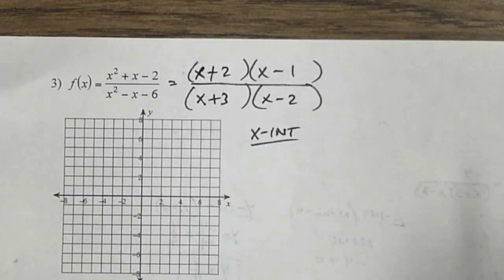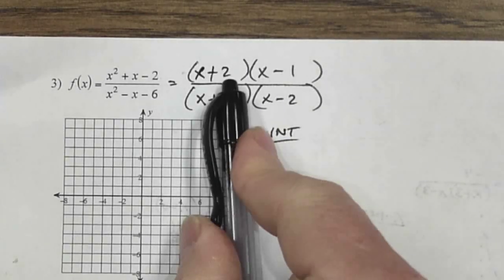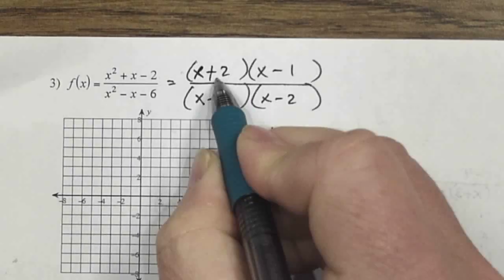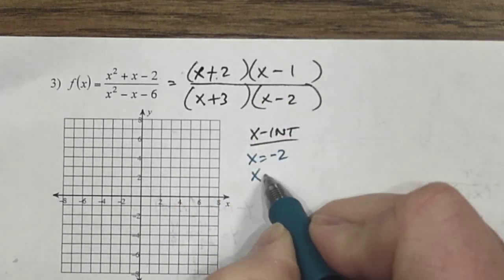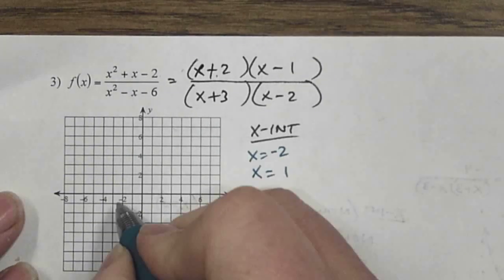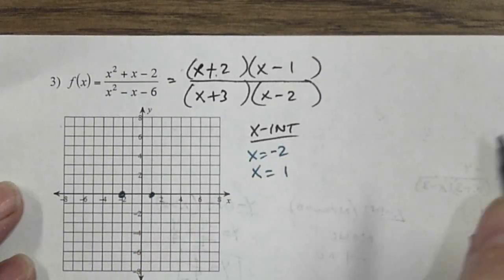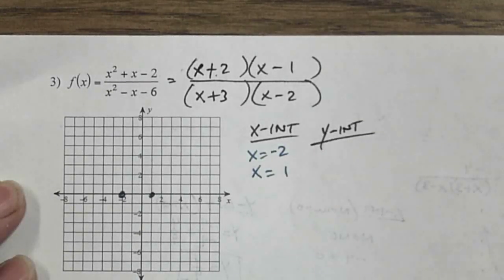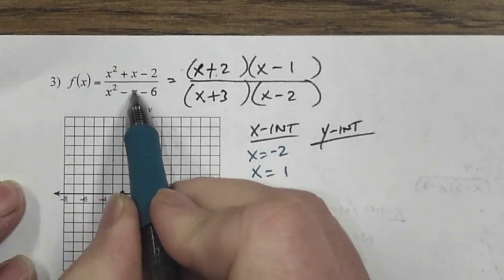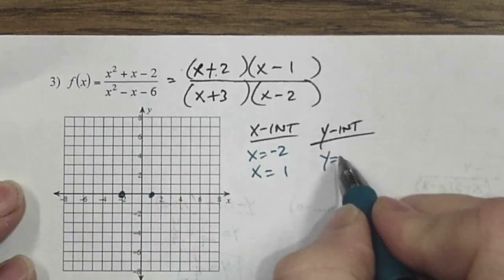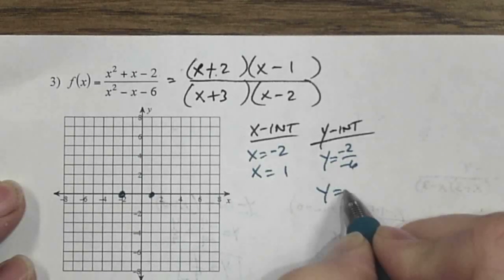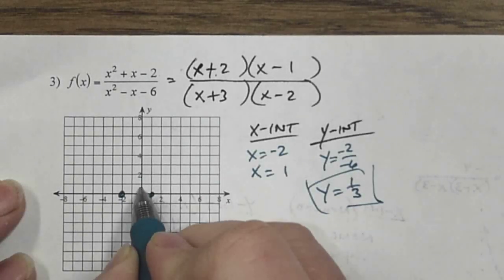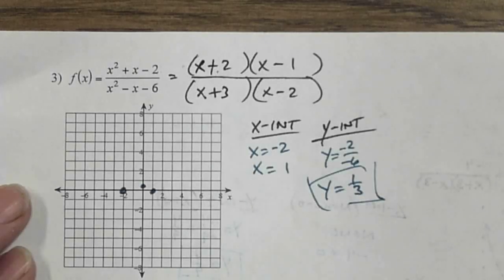So x-intercept will be when the numerator is 0. There are 2 of them. Numerator will be 0 at x equals negative 2, right here, and x equals positive 1. So I'm going to put 2 dots, one at negative 2 and one at positive 1. Y-intercept, I plug 0 in for x, and I'd rather do it here. I get negative 2 over negative 6, which is the same as 1/3. So I'm going to go to y equals 1/3 and put a little dot there, estimating.